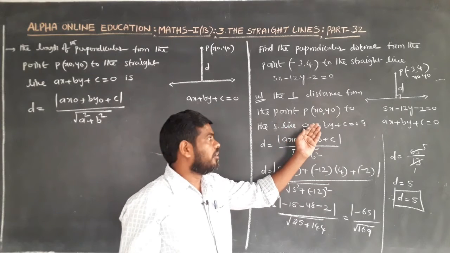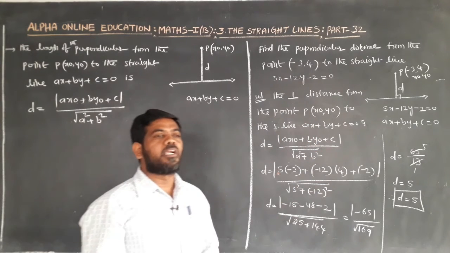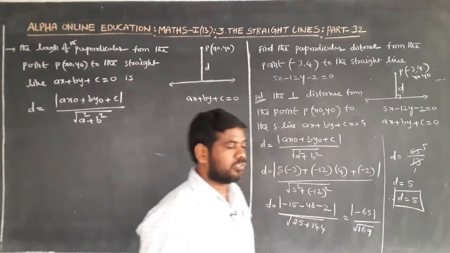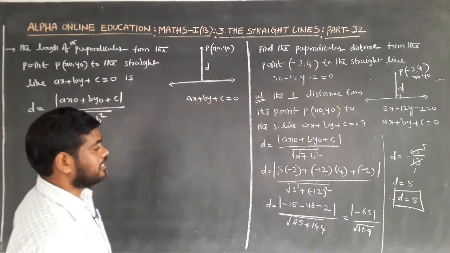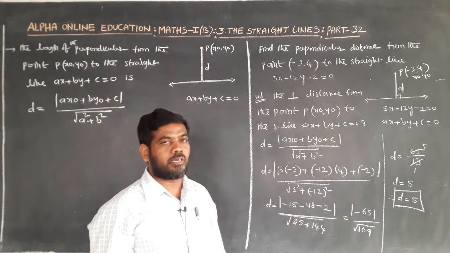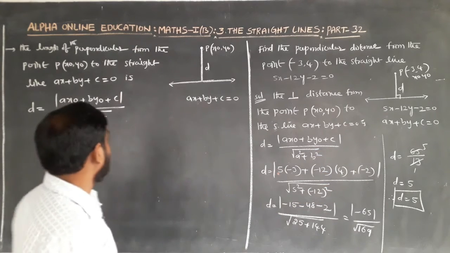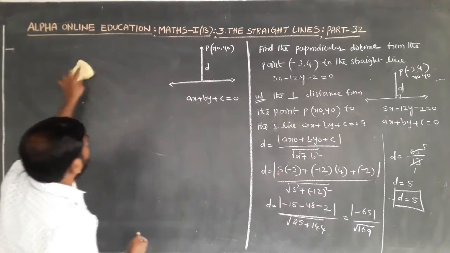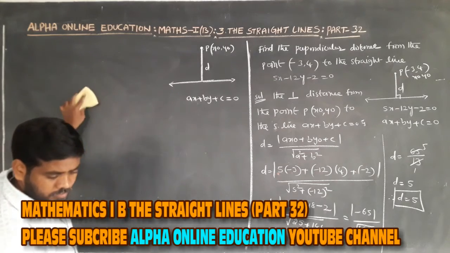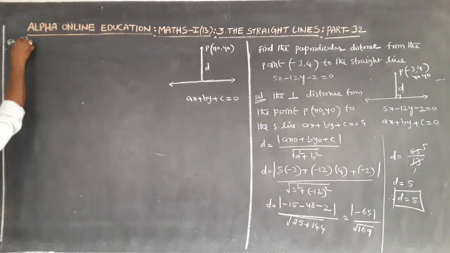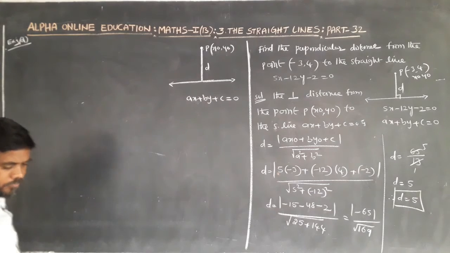This is the formula for finding the perpendicular distance from the point P(x naught, y naught) to the line ax plus by plus c is equal to 0: mod of (a x naught plus b y naught plus c) by under root of a square plus b square. Now again one problem. Find the perpendicular distance. This is Exercise 3D, first bit, fifth problem.